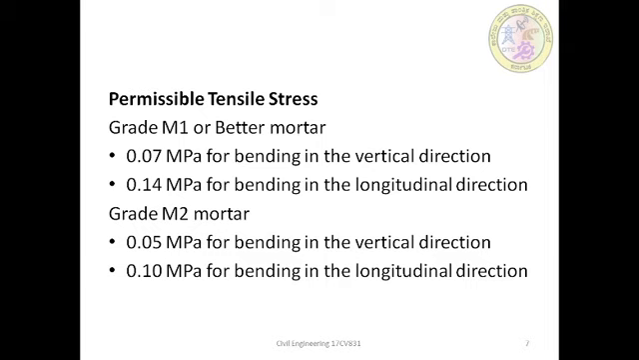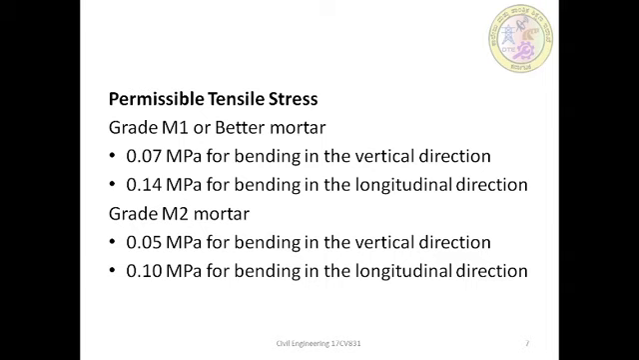For example, for grade M1 or better mortar, it is around 0.07 MPa for bending in the vertical direction, where the tension is developed normal to the bed joint. Next is 0.14 MPa for bending in the longitudinal direction, where the tension is developed parallel to the bed joints, provided the crushing strength of the masonry is not less than 10 MPa.